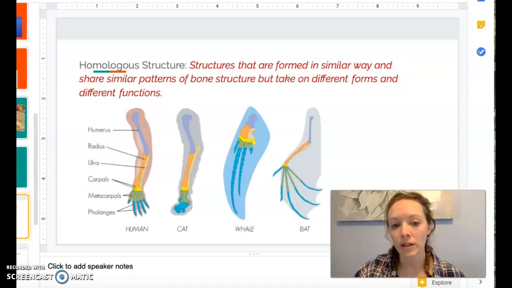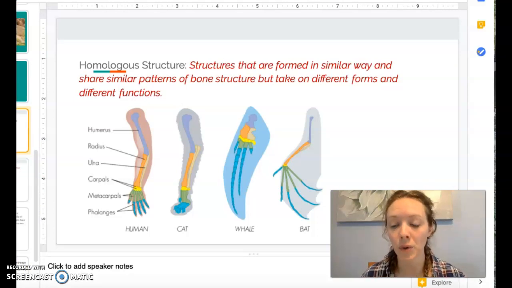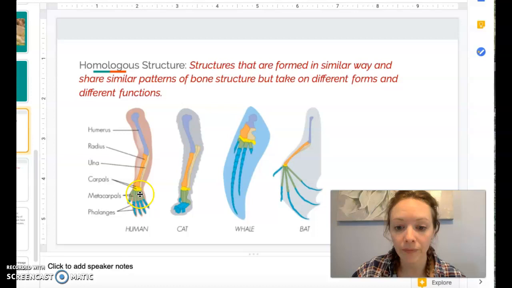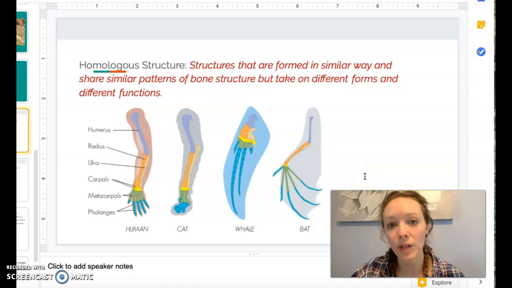So what we call that is homologous structures. This is a structure that is formed in a similar way and shares a similar pattern of bone structure, but takes on different forms and different functions. So here's our human, the cat, the whale, and the bat. So if you notice, there's colors for a reason, to show you that all 4 of these organisms have the same bones, but they have different forms and they all have different functions.